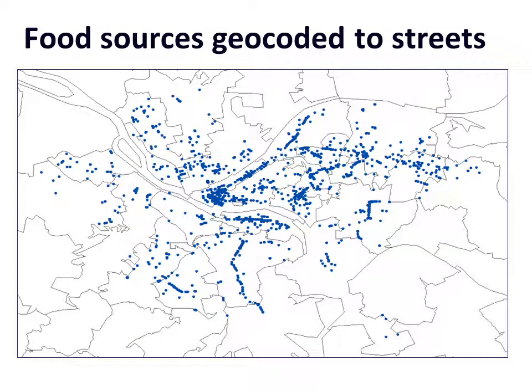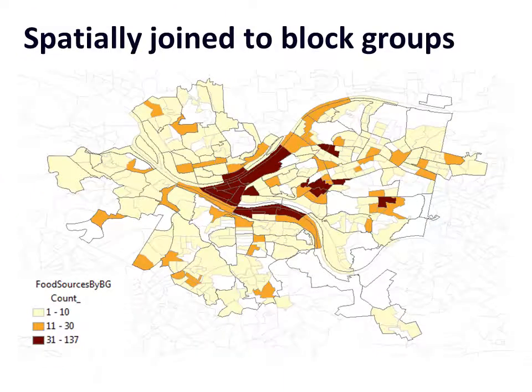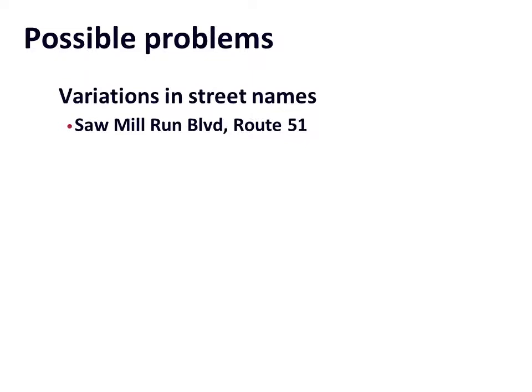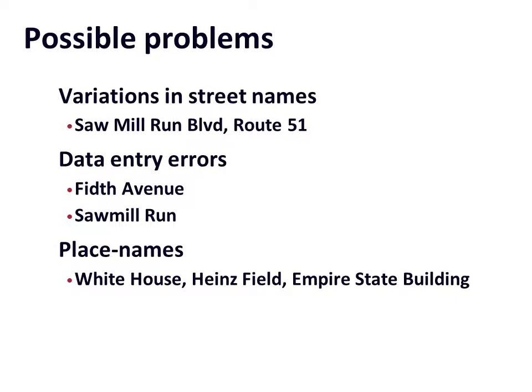Alright, so we have food sources and we geocode it to the streets, or we have spatially joined data that we've geocoded to neighborhoods, and we spatially join that to block groups, for example. What are some of the problems you can run into doing something like this? Variations in street names can create problems. Data entry, 5th Avenue instead of 5th. Sawmill Run instead of a Sawmill Run. These are all things that can create problems. Place names instead of addresses like White House or Heinz Field or the Empire State Building can also create problems.